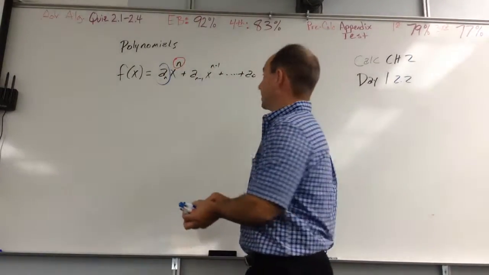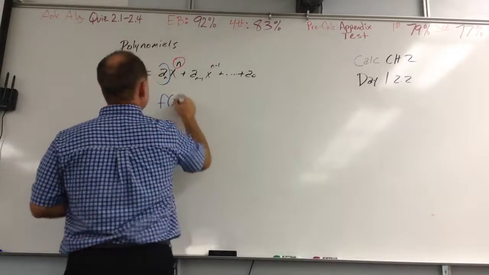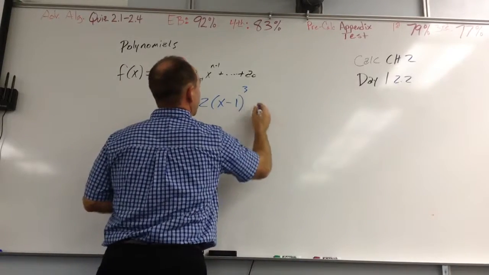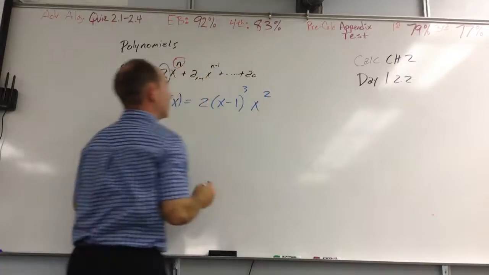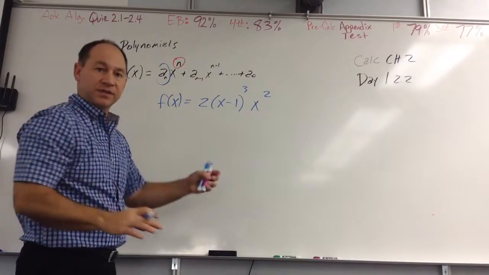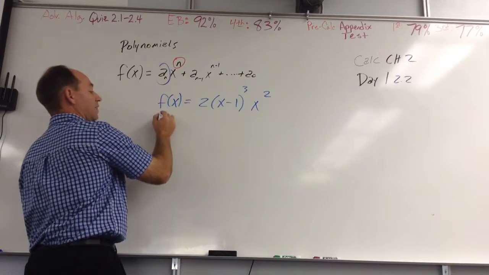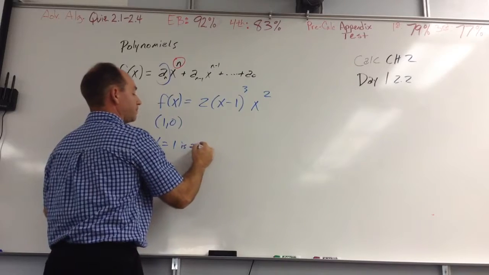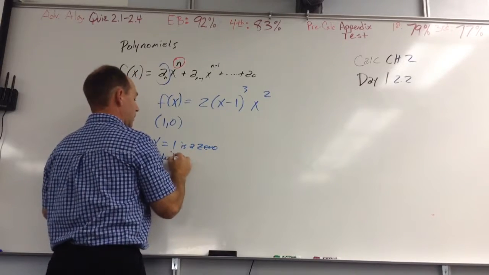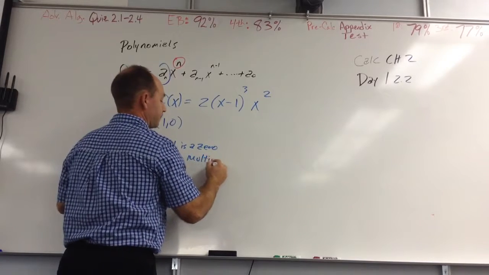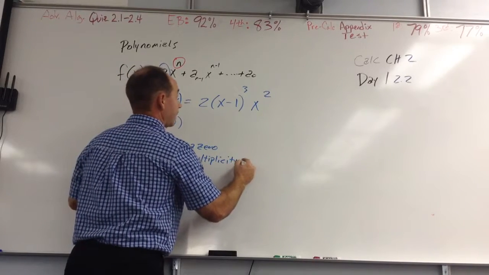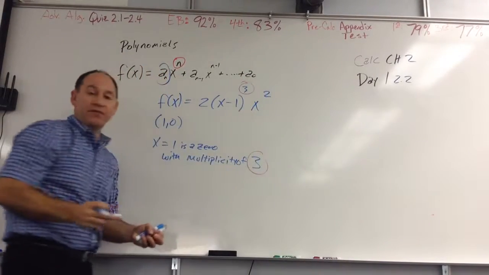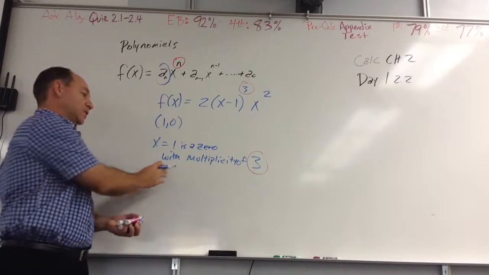I need to tell you about multiplicity. If I have f of x equals 2 times the quantity x minus 1 cubed, times x squared, where are there zeros? Well, there's a 0 right here, and that happens when x equals 1, so we have an x-intercept of (1, 0), but x equals 1 is a 0 with multiplicity, we say, of 3. Why is the multiplicity 3? Because the factor of x minus 1 happens 3 times, so its multiplicity is 3.